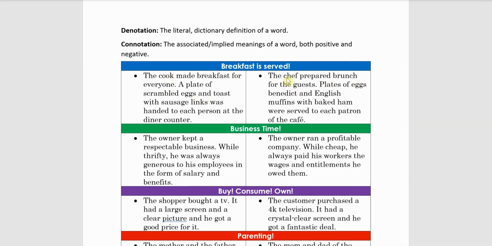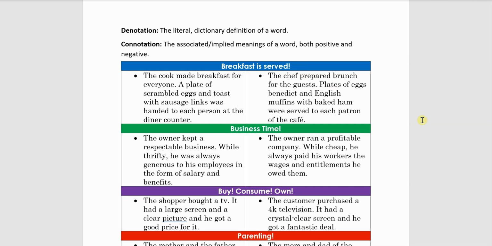But if we look at some of the words that aren't so different, we look at cook and we look at chef, right? These are different words in terms of connotation. They mean the same thing or can mean the same thing. A chef cooks, but for whatever reason, we associate cook as sort of lesser than chef.